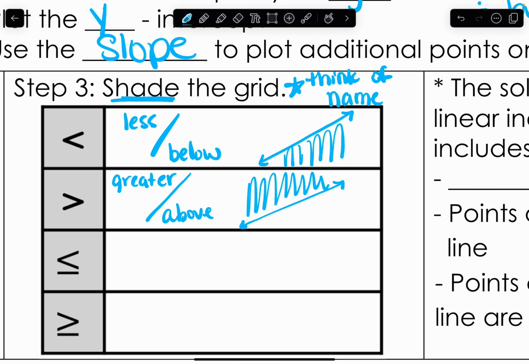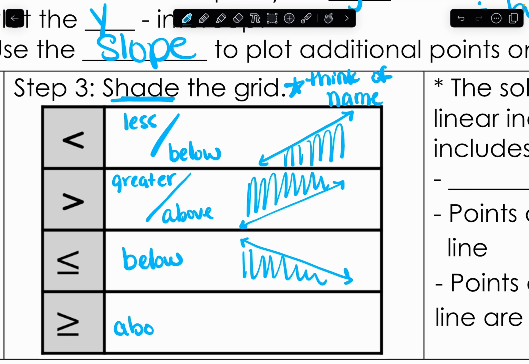Now less than or equal to, same thing, you're going to shade below. Let's say your line is negative. This would be the bottom. And I'm also going to show you another way to tell what side is above and what side is below. Greater than or equal to, you're going to shade above. Show everything up here.